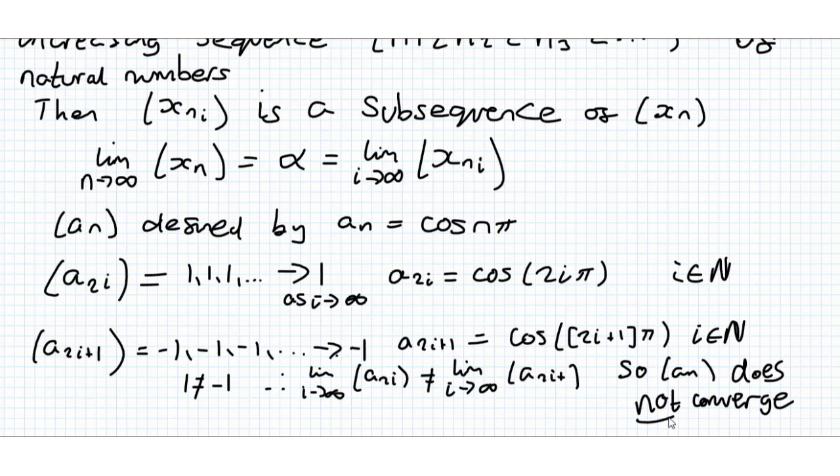Okay, so hopefully this example demonstrates how we can use this fact. We don't tend to use it to show convergence. We might, but you've got to think, we're not going to check every single subsequence. So this tends to be used to show that a sequence does not converge.